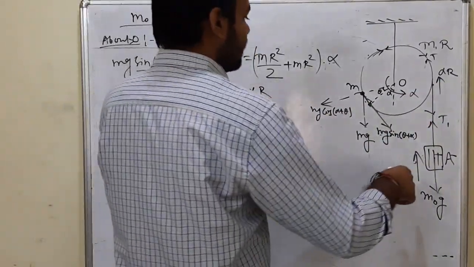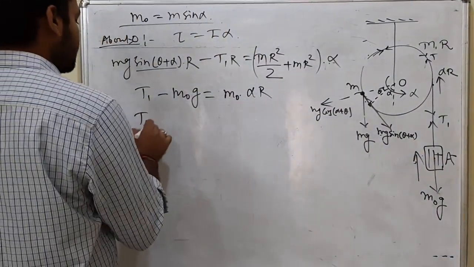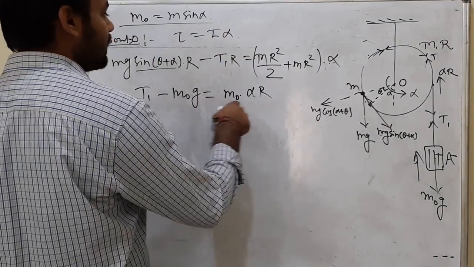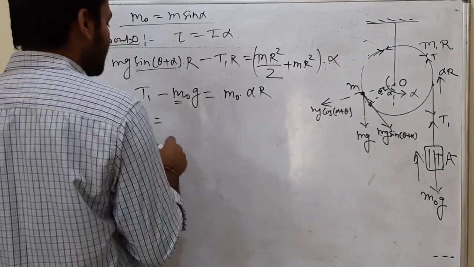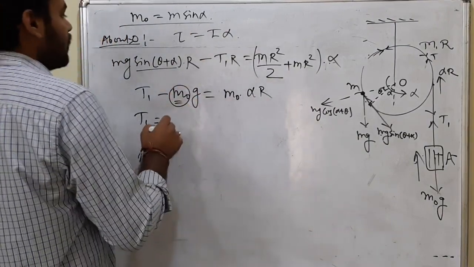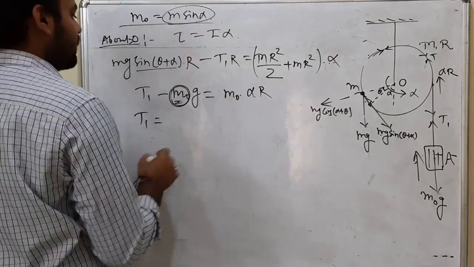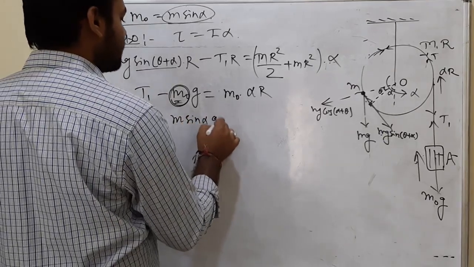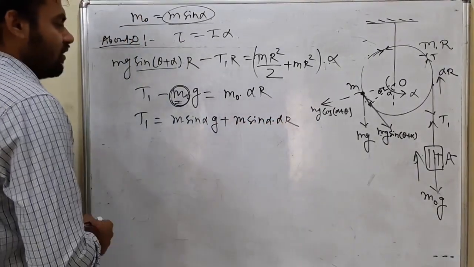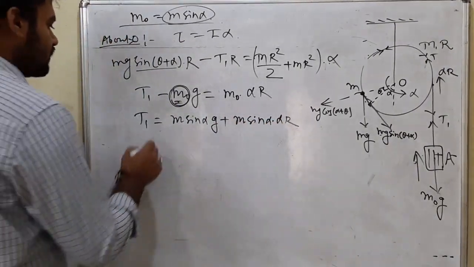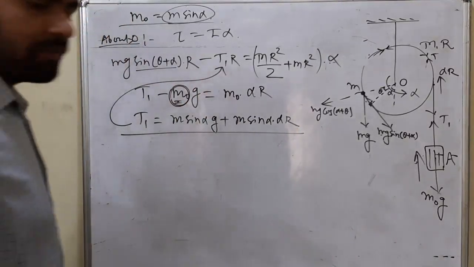I have written the acceleration of this block from the no-slipping condition, mind. So what is the value of T1? T1 will be m naught g plus this. Because m naught is not given in the question, I must not introduce unknown terms, so I will replace m naught by m sin alpha. It will be m sin alpha times g plus m sin alpha times alpha. So that is the situation. Now I will substitute this tension in this expression and simplify it.